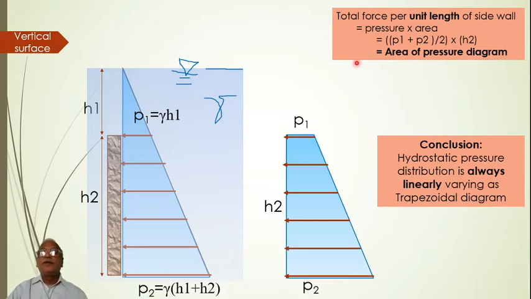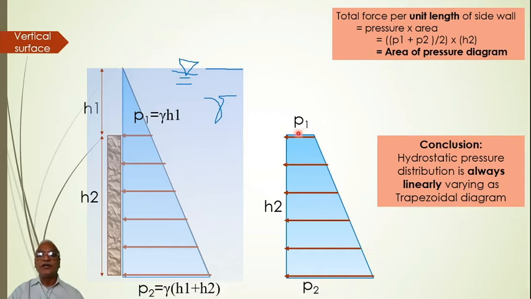Okay. Now, what is average pressure? P1 plus P2 by 2 would be the average pressure. Area would be, how much is the area? This length perpendicular to the screen is 1, because we are considering 1 meter length. So 1 multiplied by H2, so it becomes H2 only. So this is nothing but the area of the trapezium also.